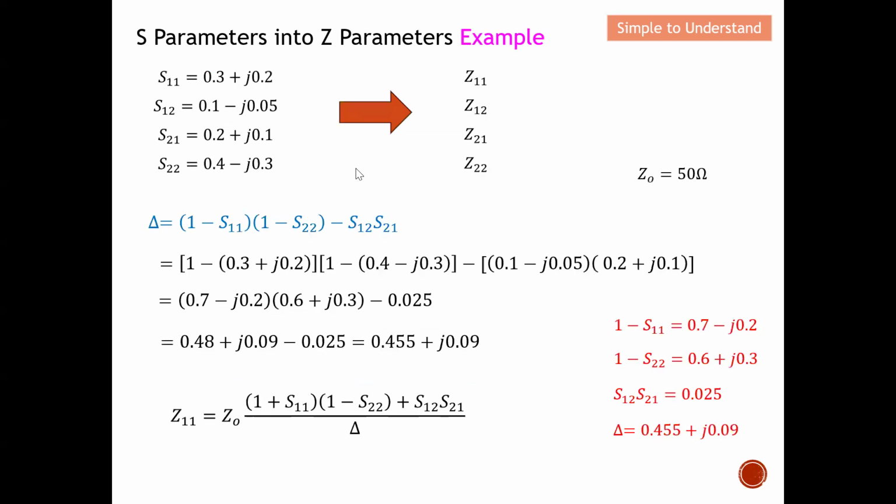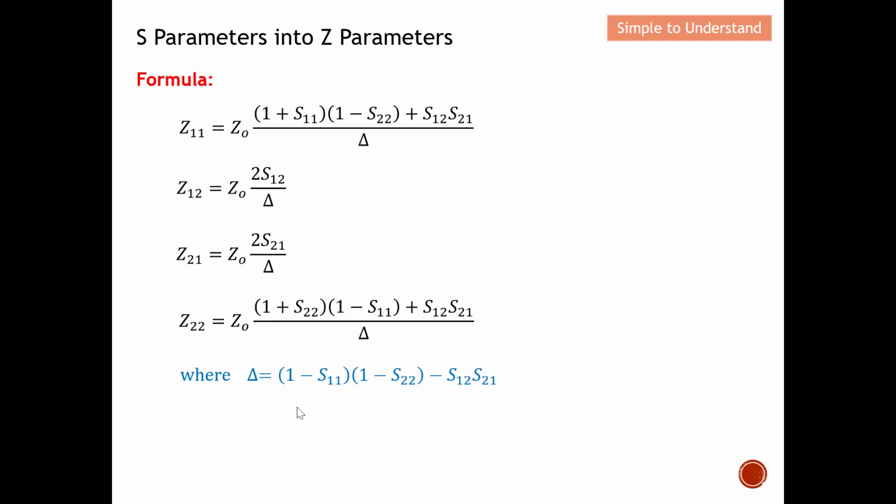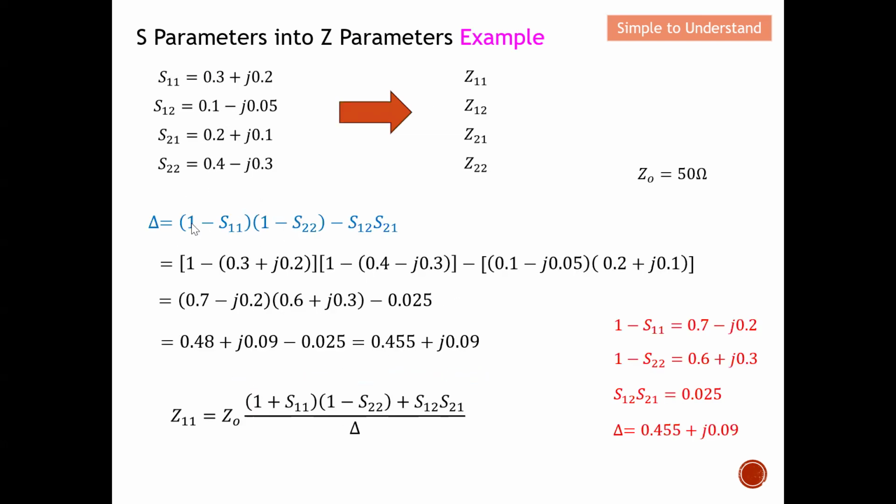So let's start. We have this set of S parameters and we need to convert them into Z parameters. As I mentioned earlier on, most of the time we take the characteristic impedance to be 50 ohm. Most of the ports are actually all at 50 ohm. So the first thing is we need to calculate this so-called delta. Remember, this delta equation is here. I have rewritten this equation here, so we have all the S parameters here.